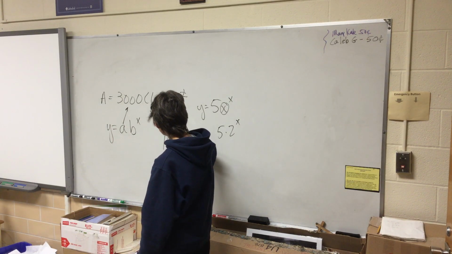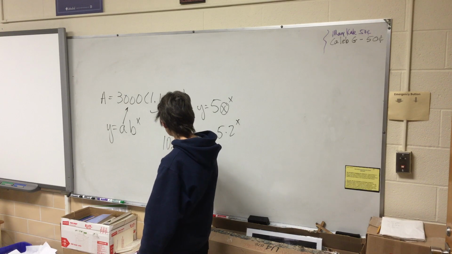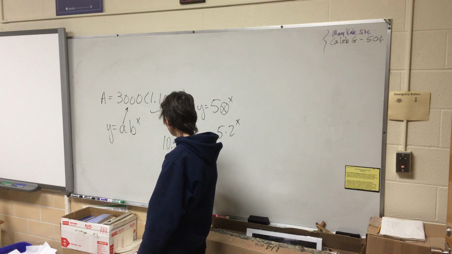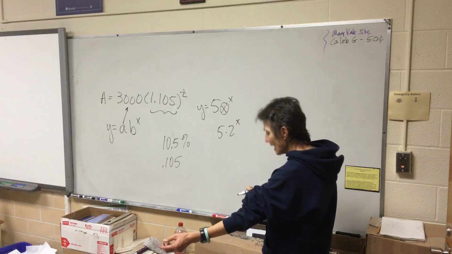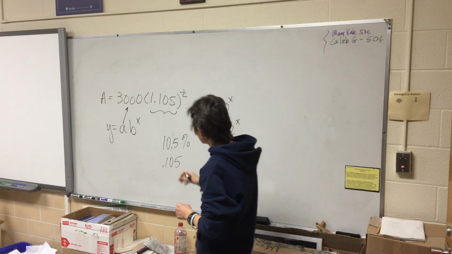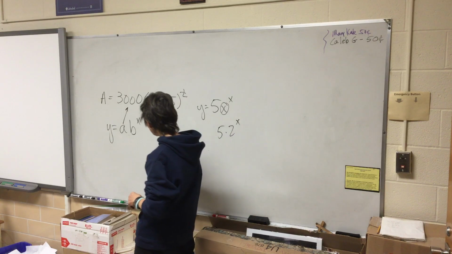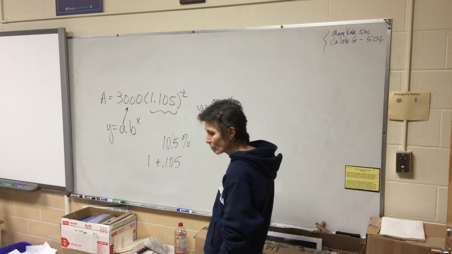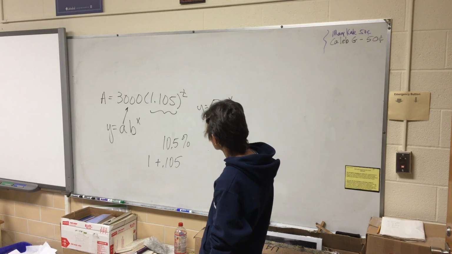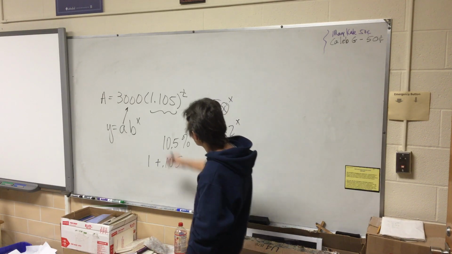10.5% is 0.105. That's the decimal for 10.5. Since it's growth, that has to be added to 1. If it's decay, it's subtracted from 1. Since it's growth, it's added to 1. And that's it.